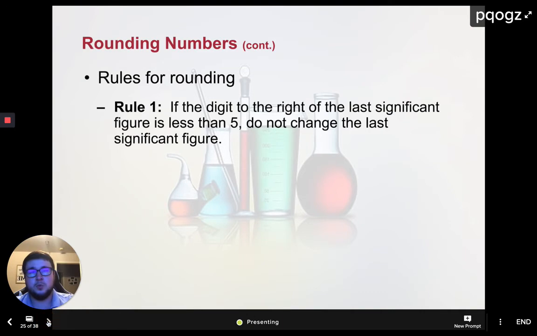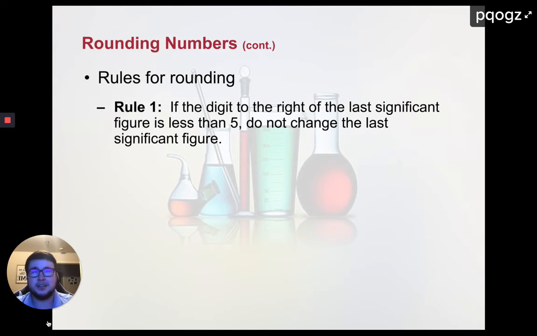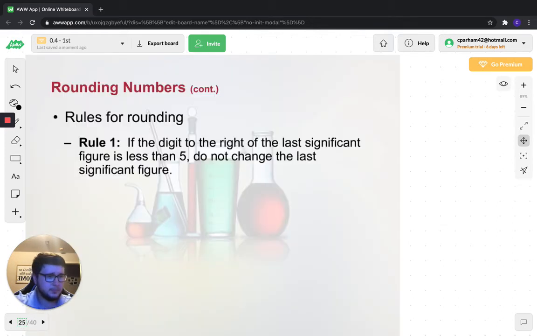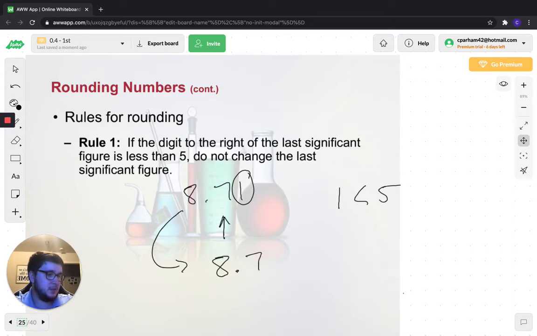Okay, so rules for rounding. Rule number 1, if the digit to the right of the last significant figure is less than 5, then don't change the last significant figure. So what that's saying is, this is slide 25. If I want to round the number 8.71, and let's say that I want to round it off right here, this is my last significant figure, I look at this number, it's less than 5, so the way I round this is just 8.7.